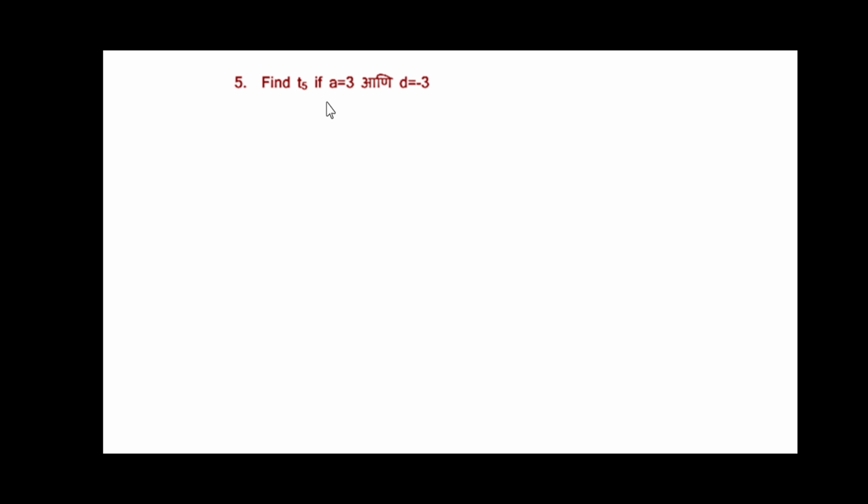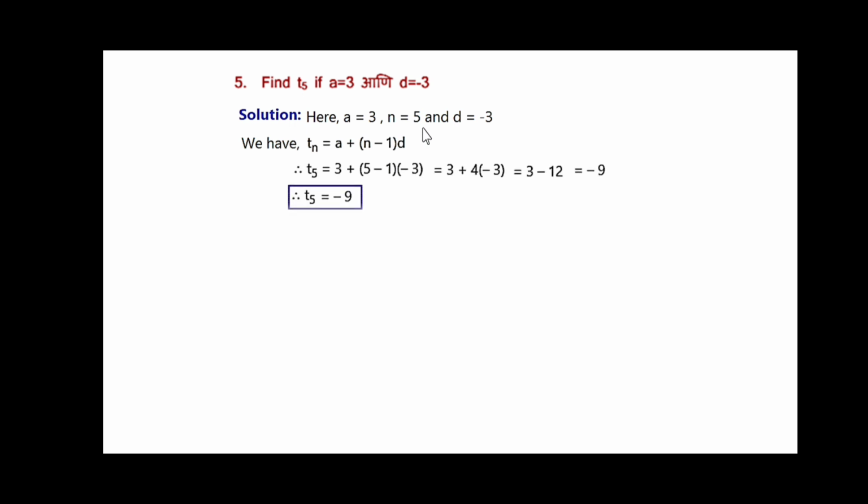Find T5 if a is equal to 3 and d is equal to minus 3. Friends, here it is given that a is equal to 3 and n is equal to 5, that is the fifth term we are going to calculate, and d is equal to minus 3. We know that Tn is equal to a plus n minus 1 into d, which is the formula for calculating the nth term. So T5 is equal to 3 plus 5 minus 1 into another bracket minus 3. So 3 as it is, 5 minus 1 is 4, 4 into minus 3. Now 3 here as it is, 4 threes are 12 and plus into minus is minus, that is 3 minus 12, that is minus 9. So the fifth term is minus 9.